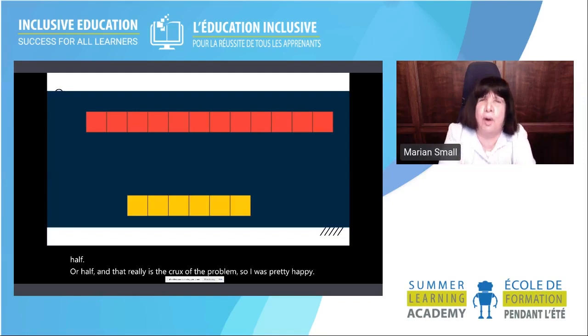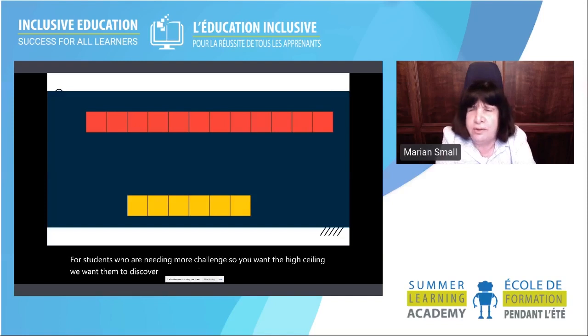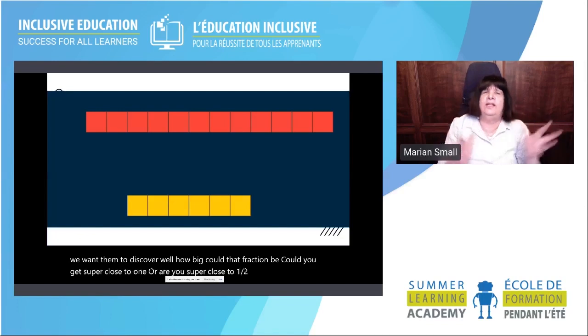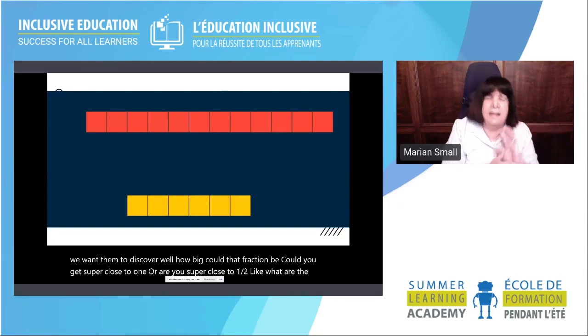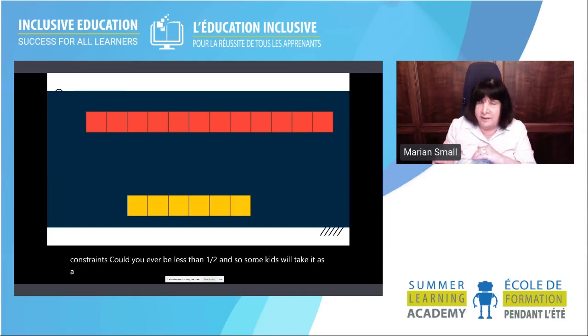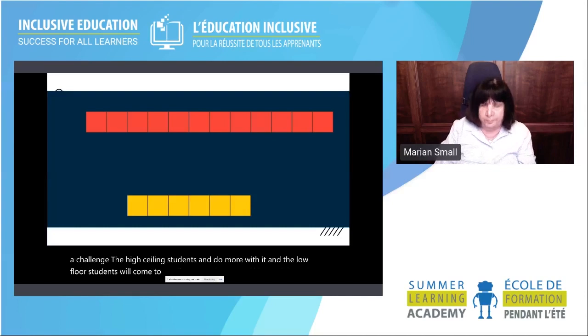For students who are needing more challenge, so you want the high ceiling, we want them to discover, well, how big could that fraction be? Could you get super close to 1, or are you super close to a half? What are the constraints? Could you ever be less than a half? Some kids will take it as a challenge, the high ceiling students, and do more with it. And the low floor students will come to great conclusions as well.